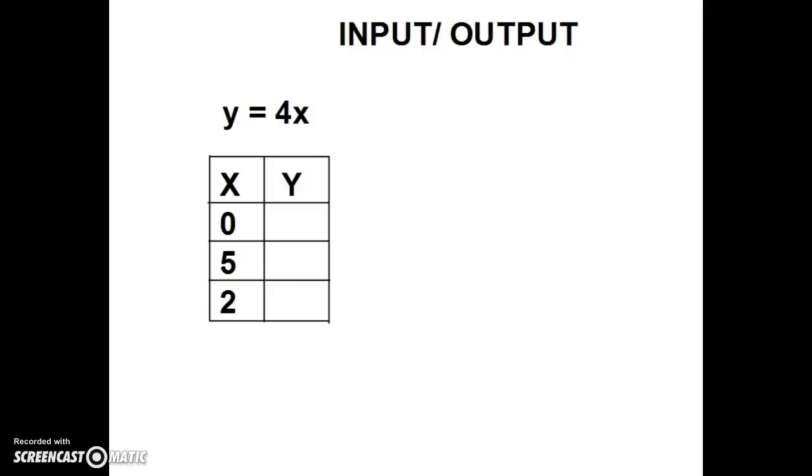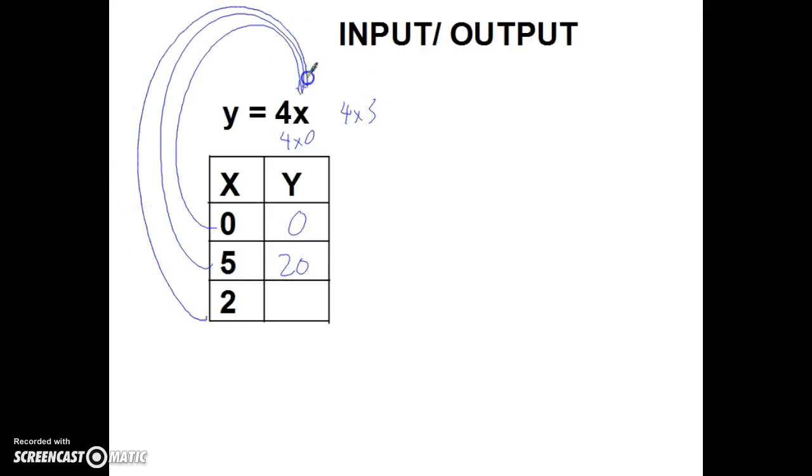All right, we have some input-output ones to check out. When I have this, it just means I'm going to take this number for x and put it right in there. So I got 4x, that would be 4 times 0 equals 0. Try the 5 in there. We got 4 times 5, which equals 20. And let's try the 2 in there. 4 times 2, that would just be 8.